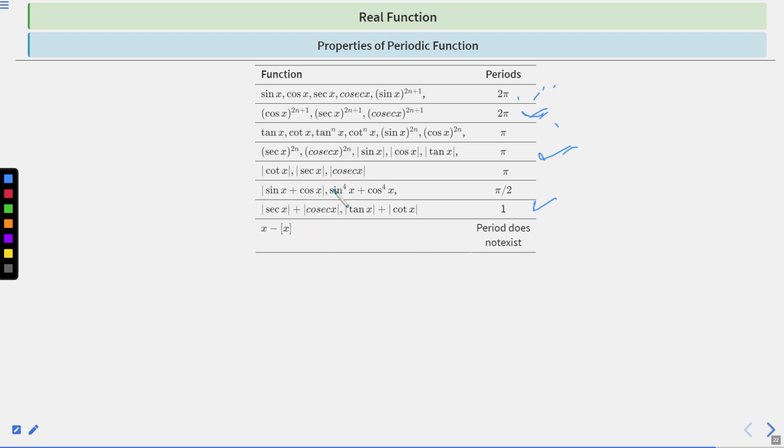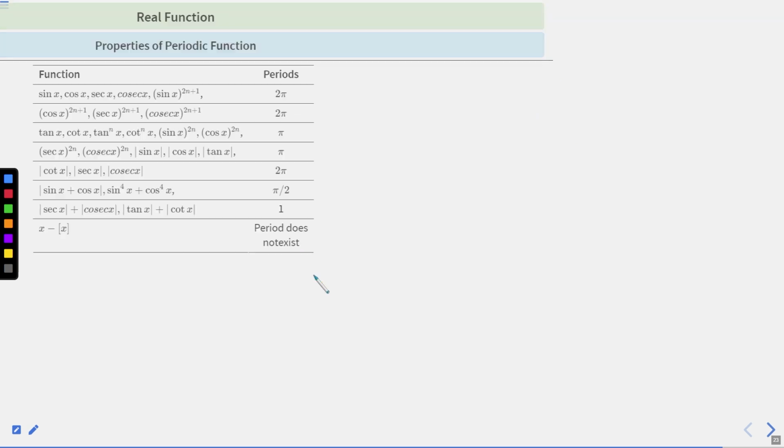Period of x minus greatest integer function of x does not exist, right? You have to remember this. That is, period of the fractional part of x basically does not exist. Clear? You have to remember this.